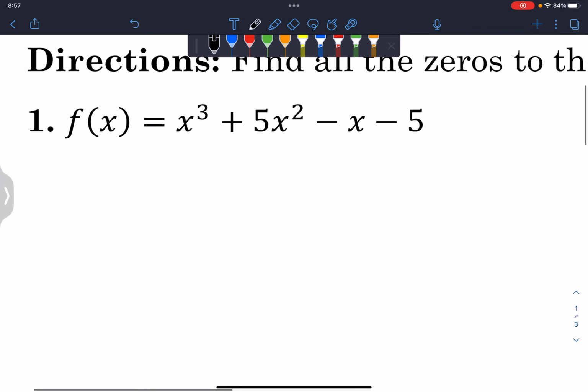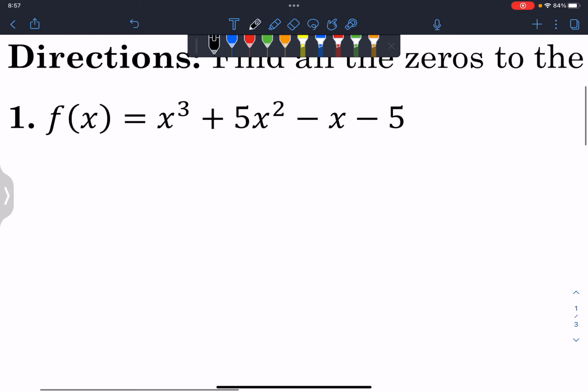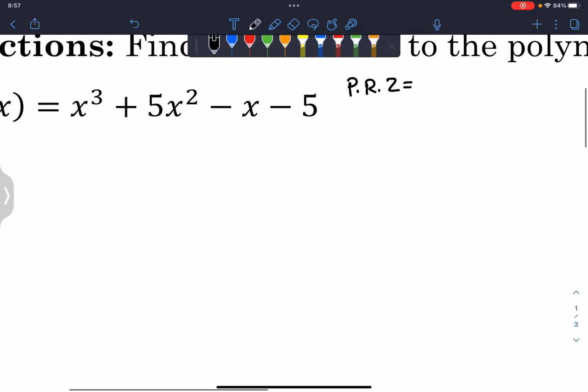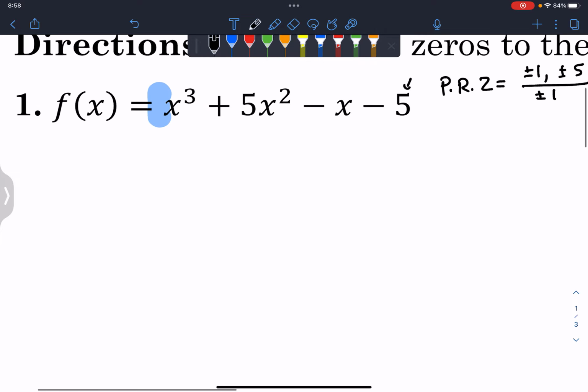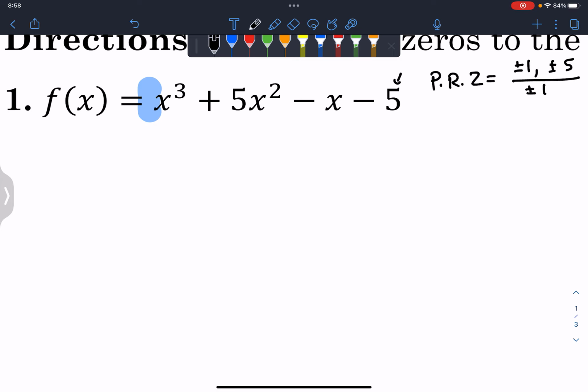To find the list of possible rational zeros, we're going to get the factors of this value here, 5, and divide them by the factors of the leading coefficient, which is 1. So 1 divided by 1 is 1. So let's try positive 1. Let's see if positive 1 works.